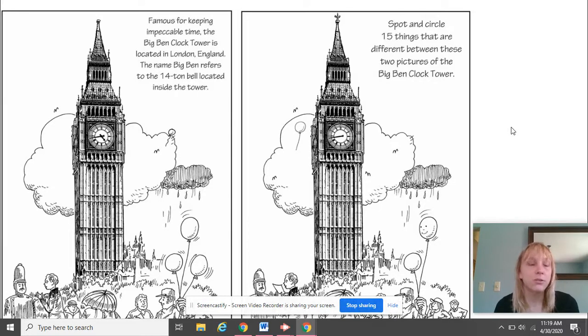So you can pause the video and look at these 3 pages. You could wait until the end and go back. If you can print them out at home, that would be great too. However, you can kind of practice using your artist eyes and looking really closely to spot those differences.